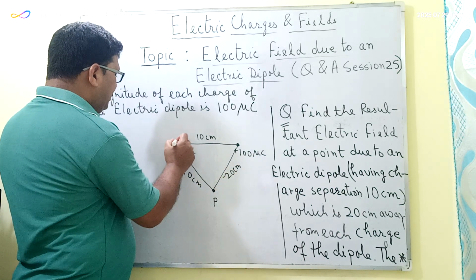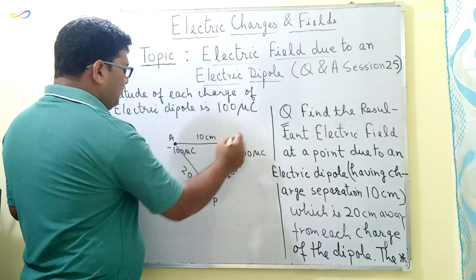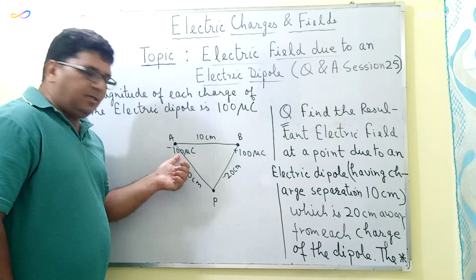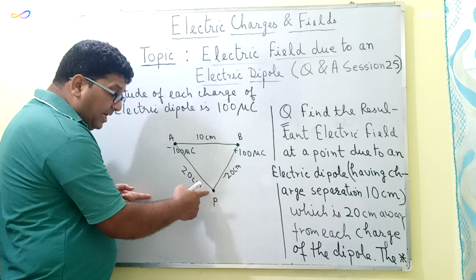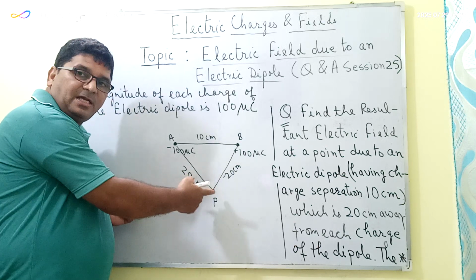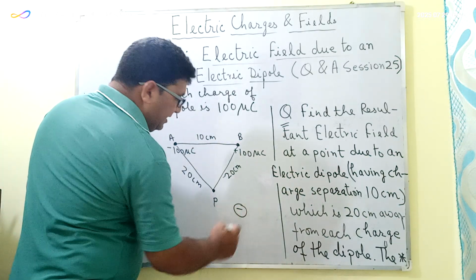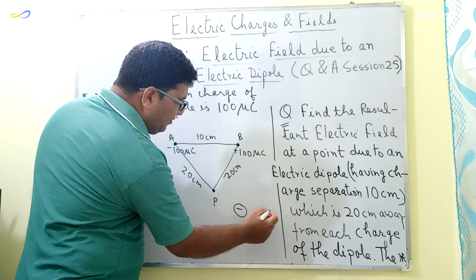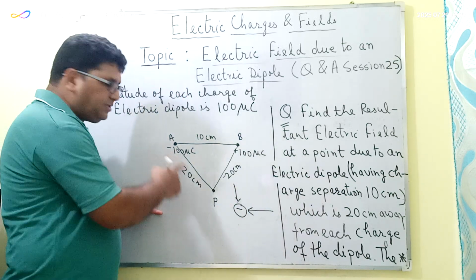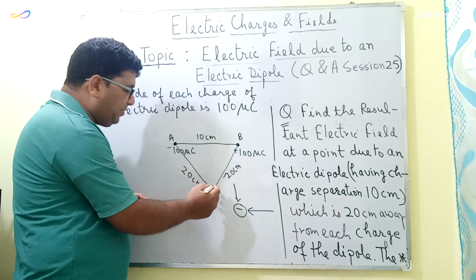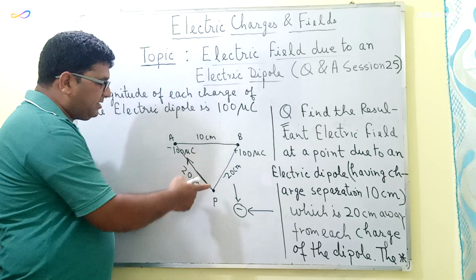Let us say that this is the point P here. I am just taking this point as A and this point as B. So this is a negative charge here, so the electrical field due to this charge will be directed inwards. That is, electrical field at this point P due to this negative charge will be directed towards the charge, because the direction of the electrical field due to a negative charge is always directed inwards, or towards the charge. So the direction of the electrical field at this point P will be in this direction, as indicated by this arrow.